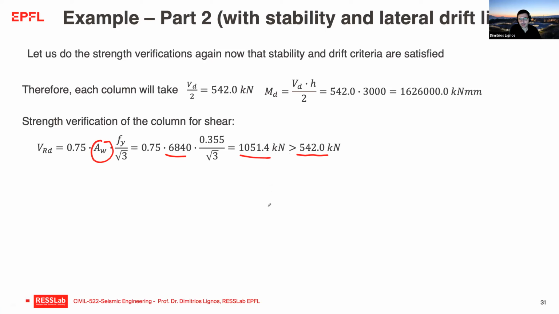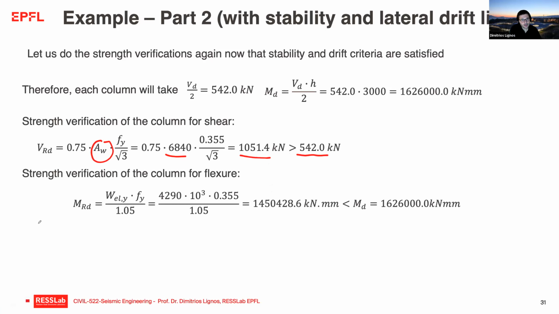Now let's see what happens with flexure. In the strength verification of the column for flexure, if I consider using the elastic limit, so that would be W elastic Y times Fy divided by gamma M1, which is 1.05, our MRD here is going to be 1,450,428.6 kilonewton millimeters, which is smaller than the MD that I just computed here.